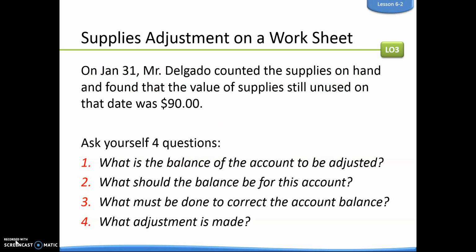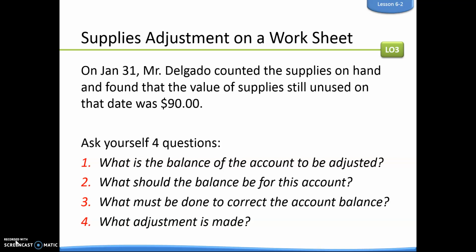So it says, on January 31st, Mr. Delgado counted the supplies on hand and found that the value of supplies still unused on that date was $90. Okay, so that means we still have $90 of supplies on hand. That's the balance in our asset account right now. So we ask ourselves 4 questions.